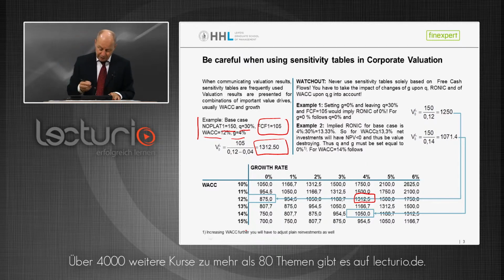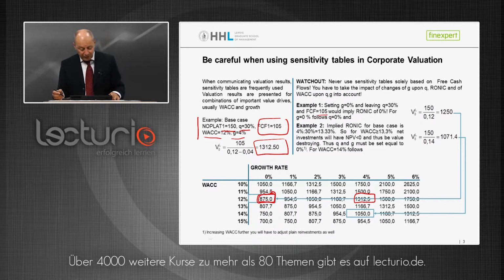So let's look at this case here. If we change our valuation formula to a growth rate of 0% and stay at the 12% here, then obviously the value is 105 divided by 12%, which is 875. This combination here is obviously not very reasonable.